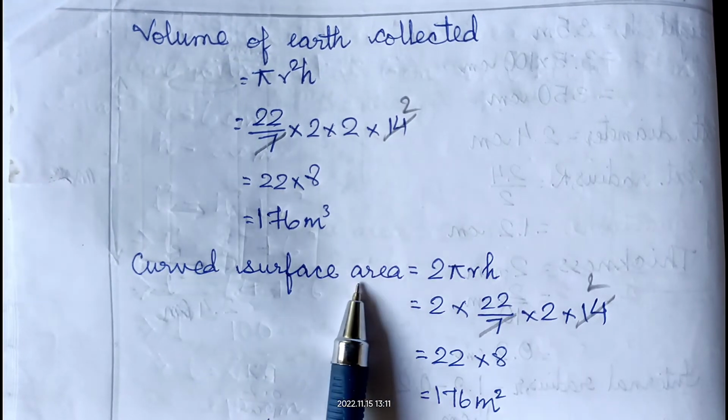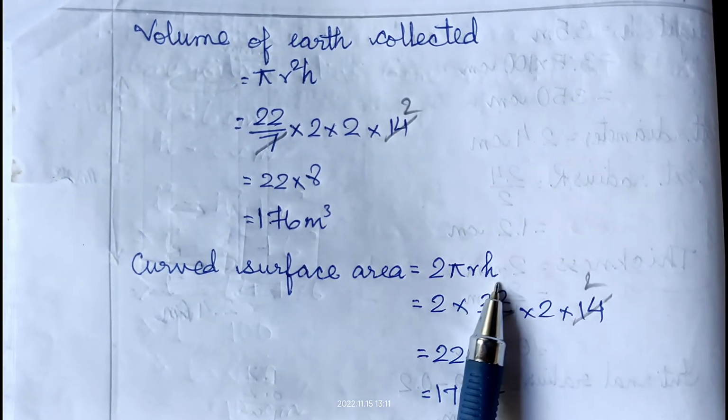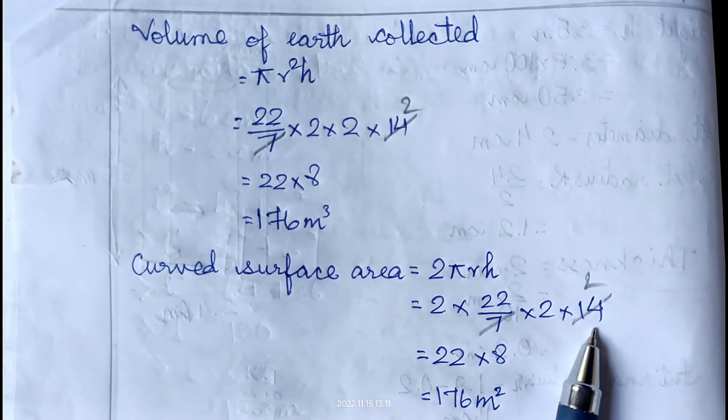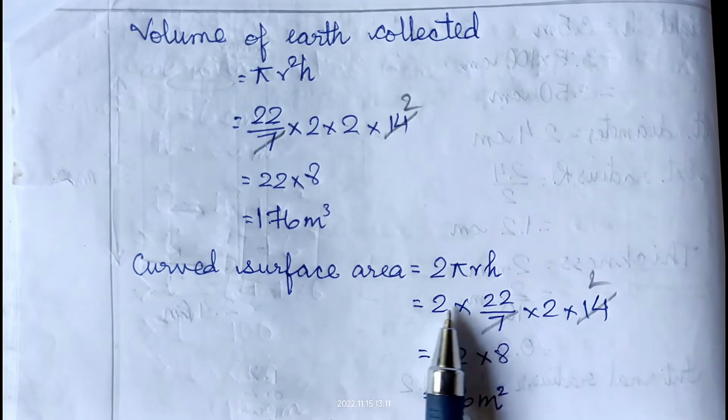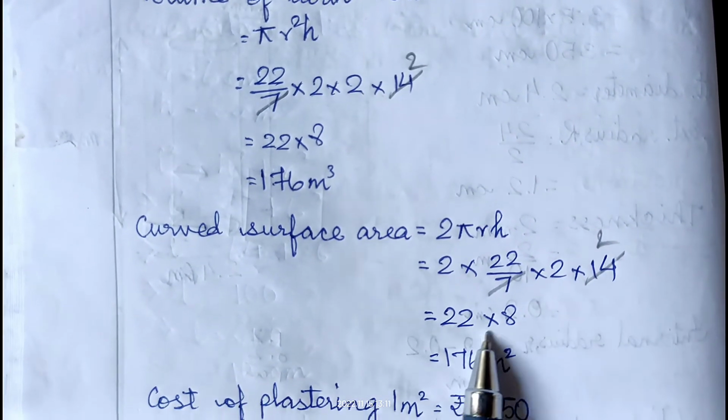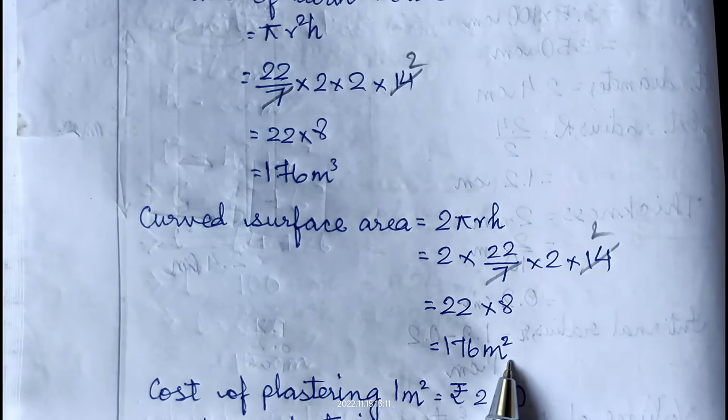Now curved surface area of the well, it will be 2 pi rh. 2 pi is 22 by 7. Radius is 2. Height is 14. 7 2s are 14. So it will be 22 into 2 into 2, 4. 4 2s are 8. If I multiply, it will be 176 meter square.